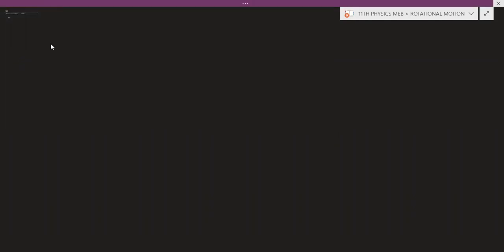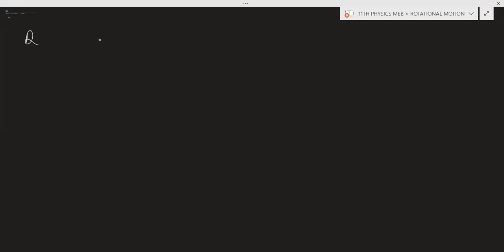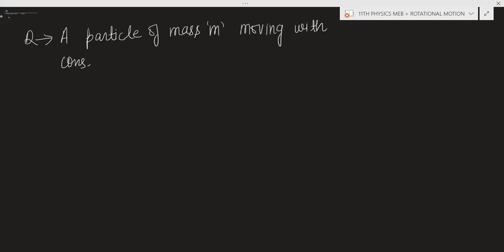So the question is, a particle of mass m is moving with constant velocity, parallel to the x-axis.